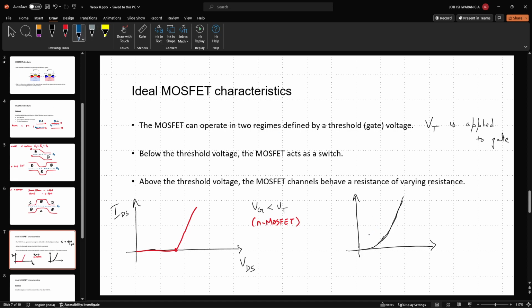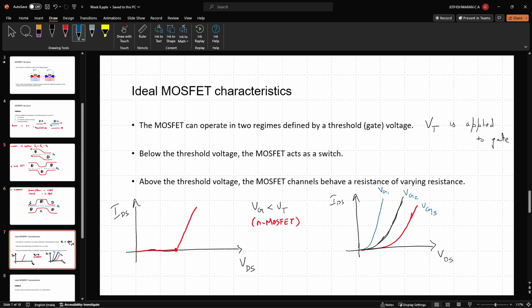So if I draw another curve like this, and then a third curve which is in red, like this. Again, this is the same graph as this. This is IDS versus VDS. So this is IDS versus VDS. Let me say this is VG1, this is VG2, and then VG3.